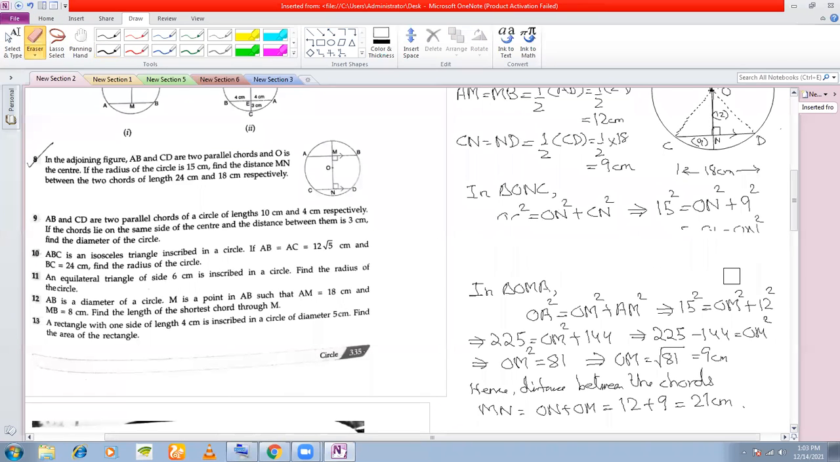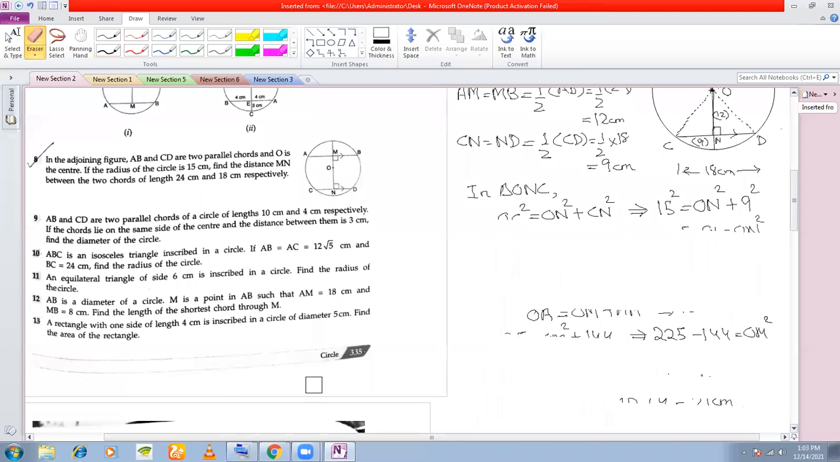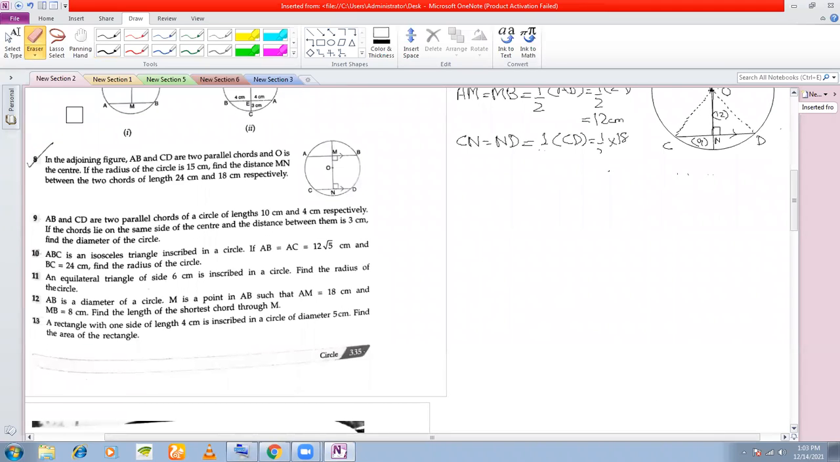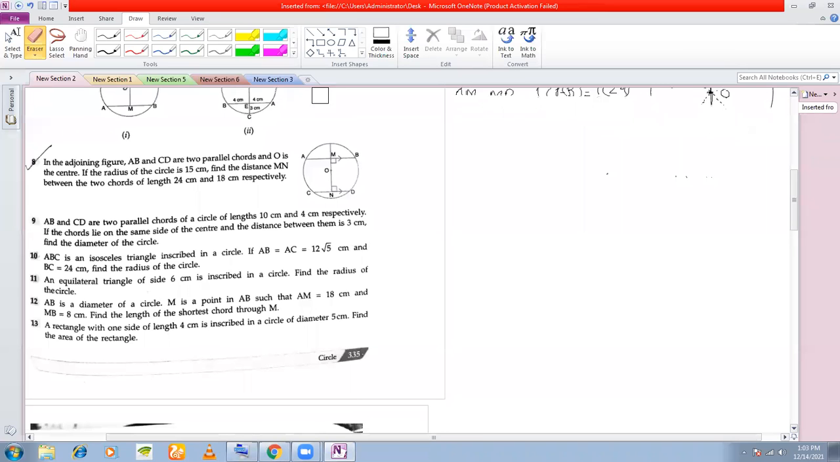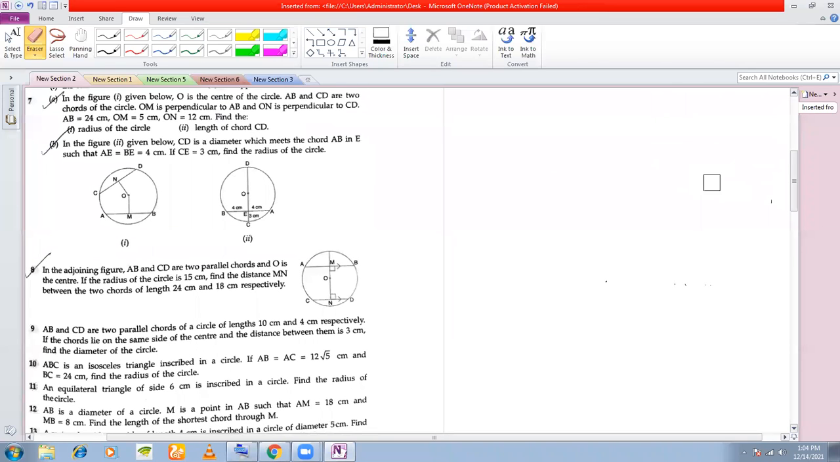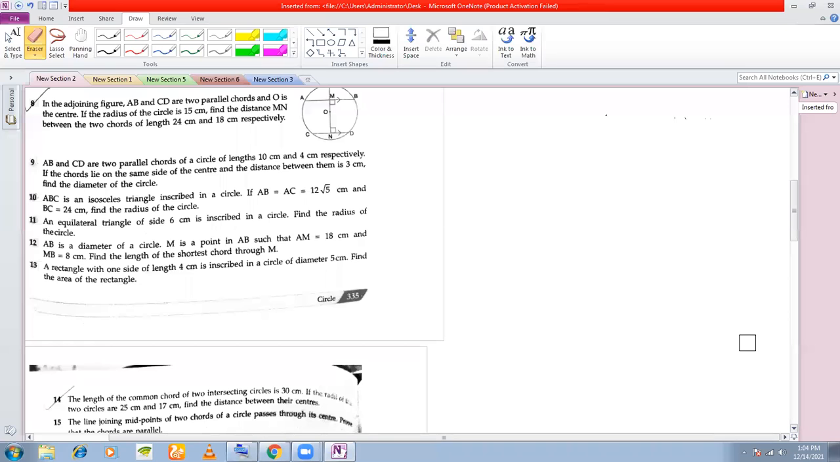Let's work out number 10. Now number 10 is one question which most of you confuse sometimes. And if you are able to work out number 10, you will be able to work out number 11 also. Let's see how number 10 works. Figure is not given, so you will have to understand the question and draw the figure. ABC is an isosceles triangle inscribed in a circle. If AB is equal to AC is equal to 12 root 5 and BC is equal to 24 centimeter, find the radius of the circle.